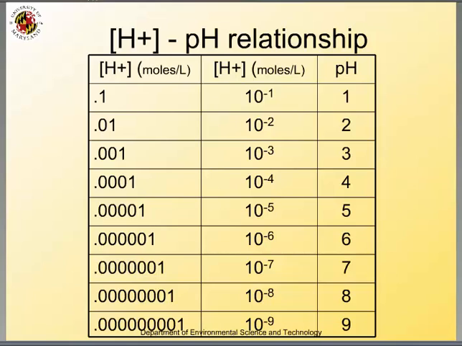So you might want to know, how can I convert from this to this? And it's really easy. It's how many places do you have to move the decimal until you get a whole number? And if you count here, you can see it's 1, 2, 3, 4, 5, 6. So this is equivalent to 10 to the minus 6 because I moved them to the right, and it's a pH of 6.